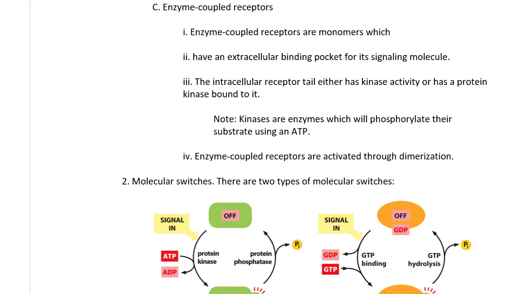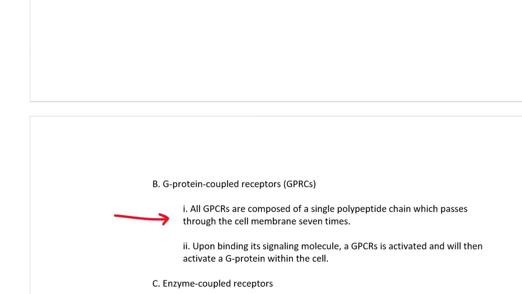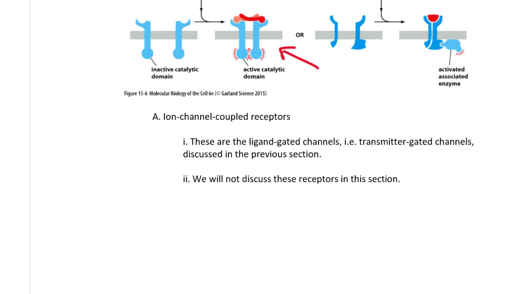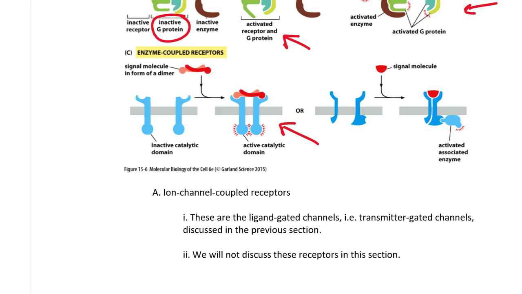Enzyme-coupled receptors are activated through dimerization. Again, the picture here was showing you that they're monomers, right here, and upon binding the signaling molecule, they dimerize. That dimerization leads to their activation. So you can essentially say that the quaternary structure changes upon binding of the signaling molecule. Whereas before they were monomers, once the signaling molecule is bound, they become dimers.